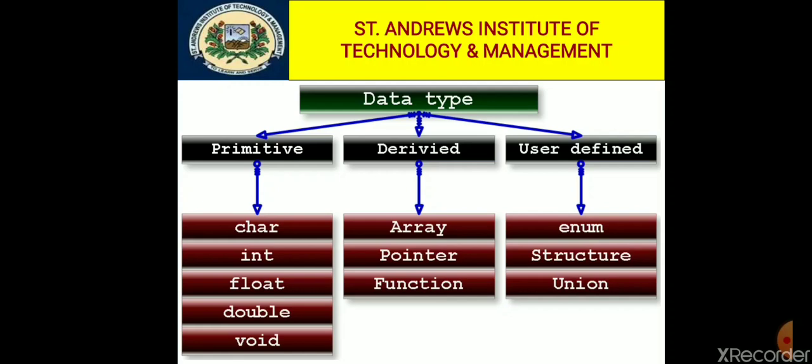Then the second type of array, multi-dimensional array. An array in which each element can be referred by more than one subscript is known as a multi-dimensional array. If we have one subscript, that means 1D or linear array. If we have more than one subscript, that means multi-dimensional array.